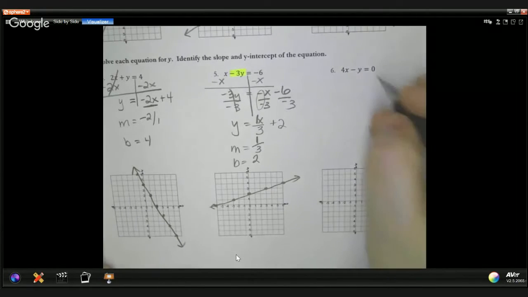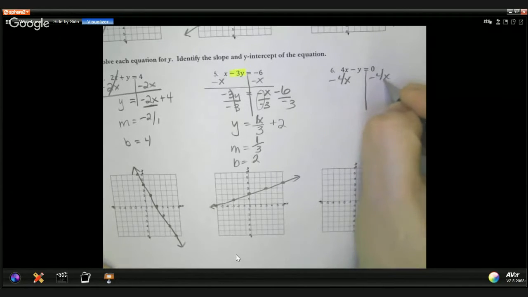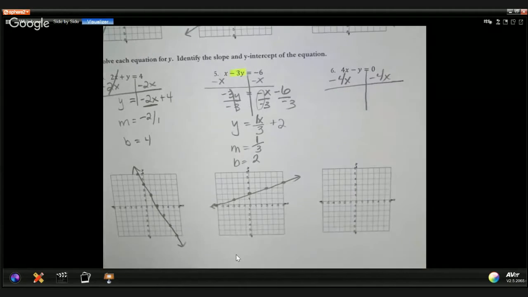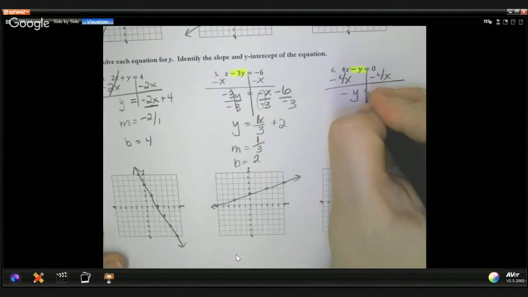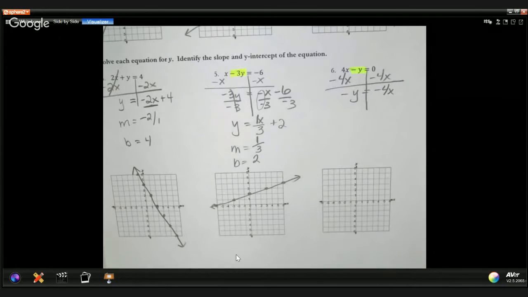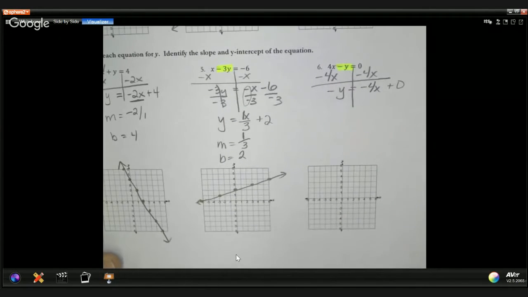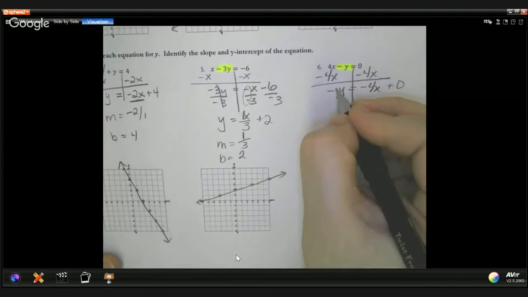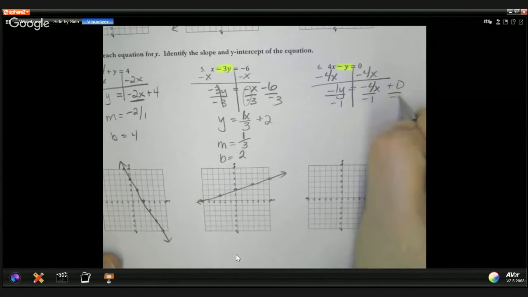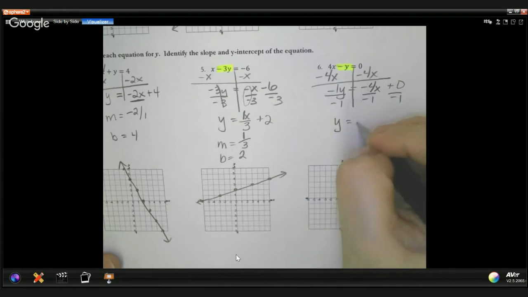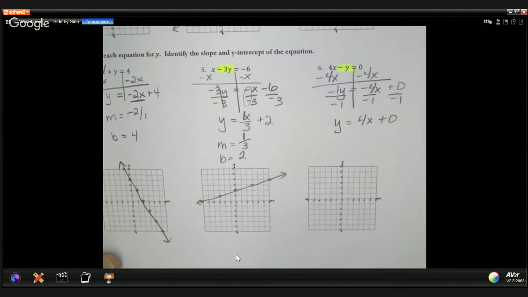So let's look at the last one. I have to move this 4x. So I minus 4x. Now again, I don't just have a y, I have this -y. So I need to write that. -y is equal to -4x. Now you can write +0 or you can leave it blank. I'm going to write +0 because that's going to help me remember my intercept. Now this is a -1 times y, so I'm going to divide everything by -1. And so now I have 4x plus 0, because 0 divided by -1 is still 0.